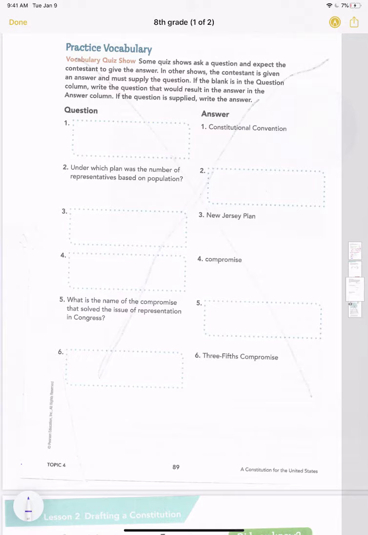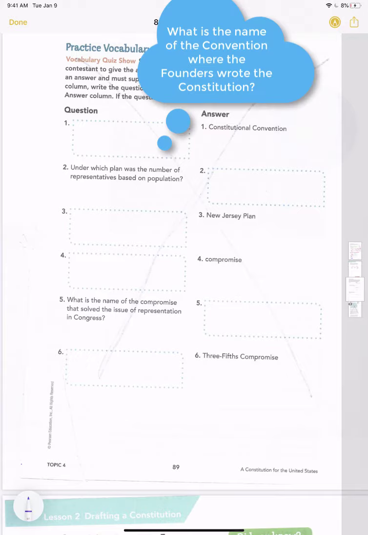So number one, we all know the answer. The answer is the Constitutional Convention. So all it's doing is just asking you to write a question based on the answer of the Constitutional Convention. I would ask, this is what my question would be. It says, what is the name of the convention where the founders wrote the Constitution?